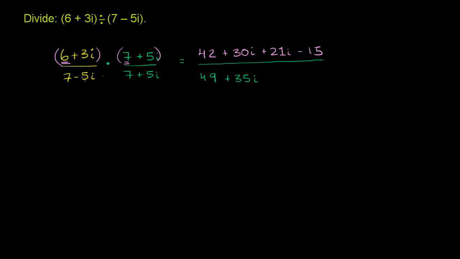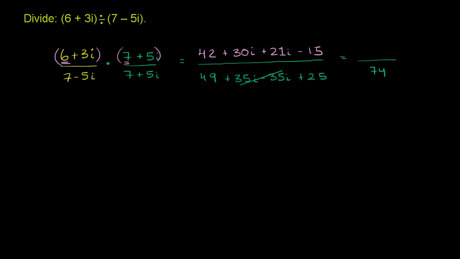Then we can do the inner terms. Negative 5i times 7 is minus 35i. These two are going to cancel out. And then negative 5i times 5i is negative 25i squared. Negative 25i squared is the same thing as negative 25 times negative 1. So that is plus 25. Now let's simplify. These guys down here cancel out. Our denominator simplifies to 49 plus 25, which is 74.